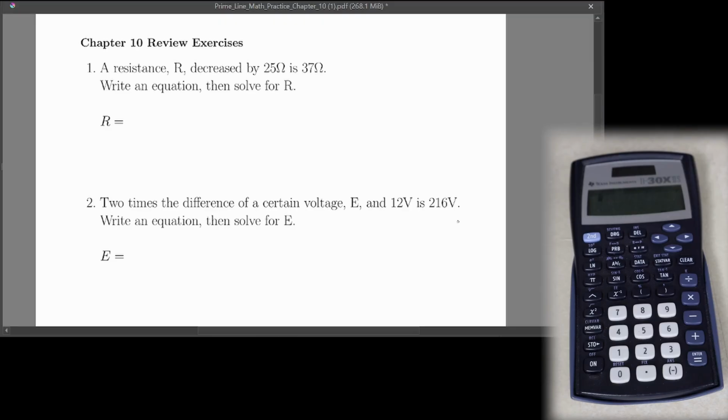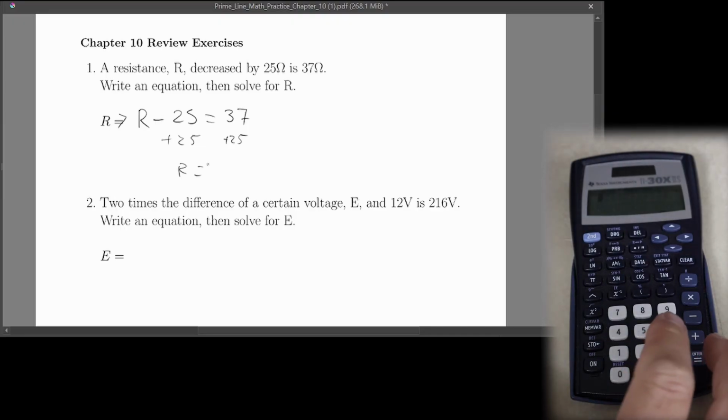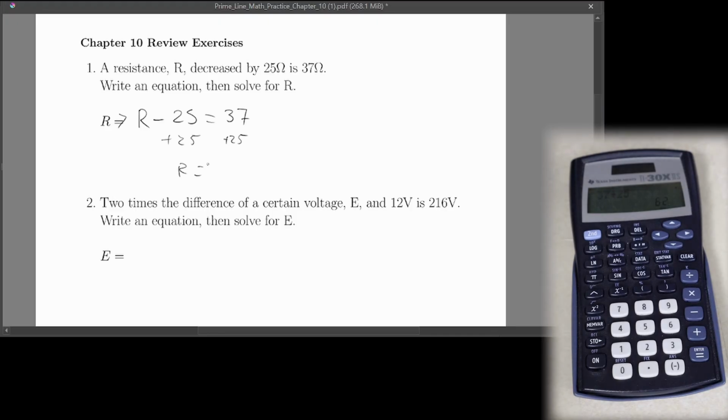Okay, in this problem we say R is decreased by 25 ohms and is equal to 37. So we want to write an equation and we'll solve for R. So we're going to add 25 to both sides. And we get R equals 37 plus 25. And we get our 62. And we'll put our units back in for the ohms.